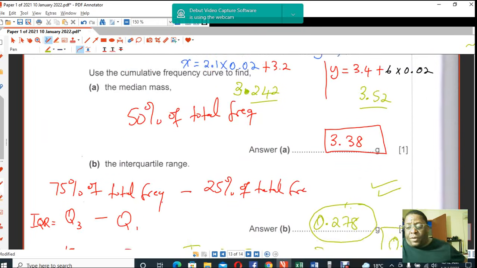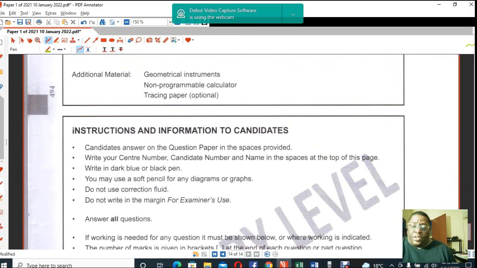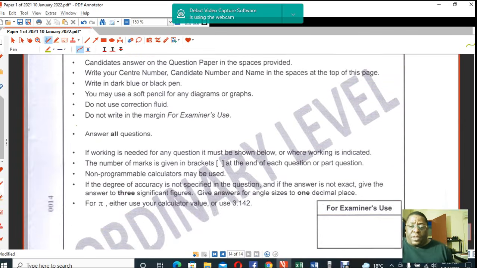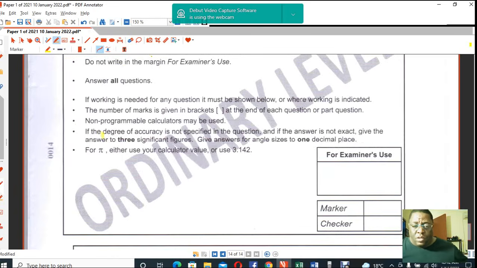I know it's a lot of work for a 3 mark question, so please take note of that, and also take note of your instructions when you are writing the question paper. I'm very much interested in one instruction: if answers are not exact, you must give them to 3 significant figures. That's why you see that I have given answers to 3 significant figures. This question did not involve angles, but if it did, you'd give your answer to one decimal place.